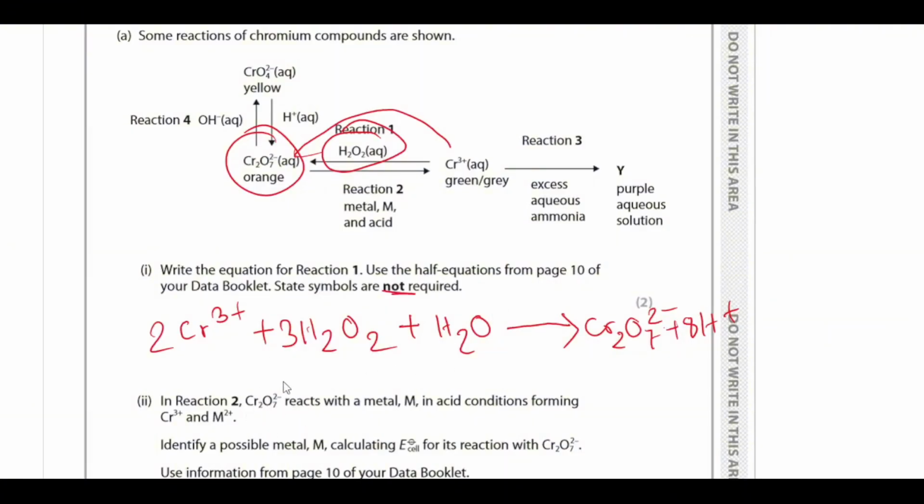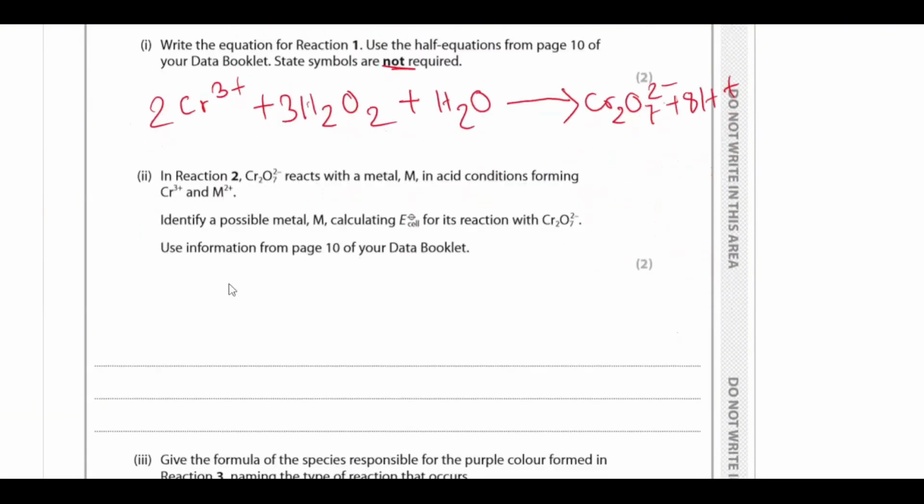Again, they said here that Cr2O7 2- reacts with a metal called M in acidic conditions, forming Cr3+ and metal. The metal loses 2 electrons to produce an M2+ cation. So what can we say about it? We can clearly say that maybe the metal is from group 2, considering group 2 metals tend to lose 2 electrons. Maybe it's a transition metal such as vanadium, or it could be a non-transition metal such as zinc. Either way, any suitable metal which has the capability to lose 2 electrons.